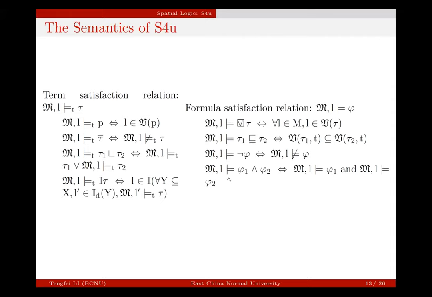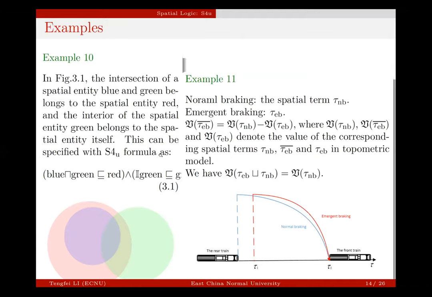So this is the examples for the formulas. On the left, there are three readings, right? The red, the blue, and the green readings. For the readings, we can get the intersection of blue and green belongs to the subset of the red. And for each point green, that belongs to the green, right.